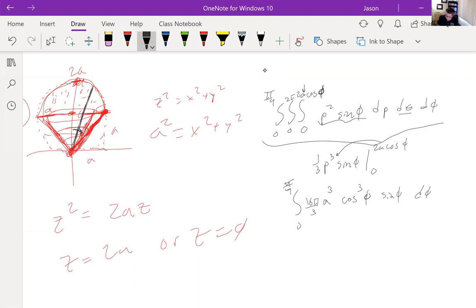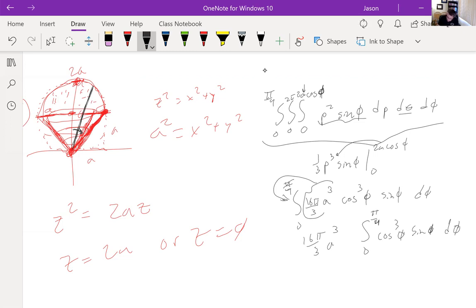You can pull this stuff all the way out in front because that's just a constant, 16 pi over 3 a cubed. This is going to go from 0 to pi over 4, cosine cubed phi, sine phi. This is like a pretty easy Calc 2 problem to do that one there.